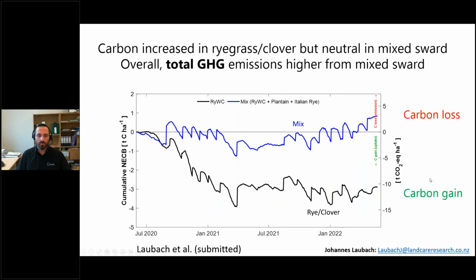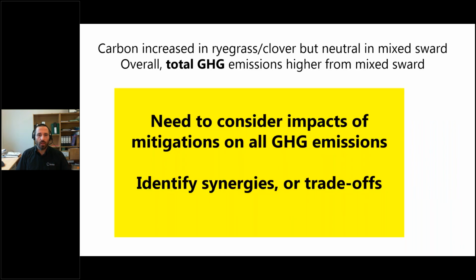And the same numbers, but now we have the cumulative net carbon balance for those two systems. We can see that actually there was an increase in soil carbon. You can see below the line here is a carbon gain in the ryegrass clover, but the mixed sward was about carbon neutral, which is interesting. And when you add them together, the overall net greenhouse gas emissions were actually higher from the mixed sward.